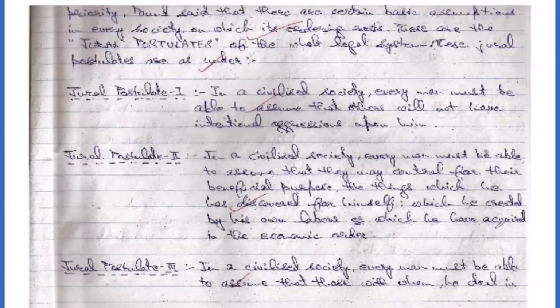Notice the para again. This is a very old scan, and hence it has become a bit hazy. But even despite the fact that it is hazy, I can still read that it is Roscoe Pound's jural postulates 1, 2, and 3 that this student has mentioned. Jural postulate 1: in a civilized society, every man must be able to assume that others will not commit intentional aggression upon him. I can make that out.